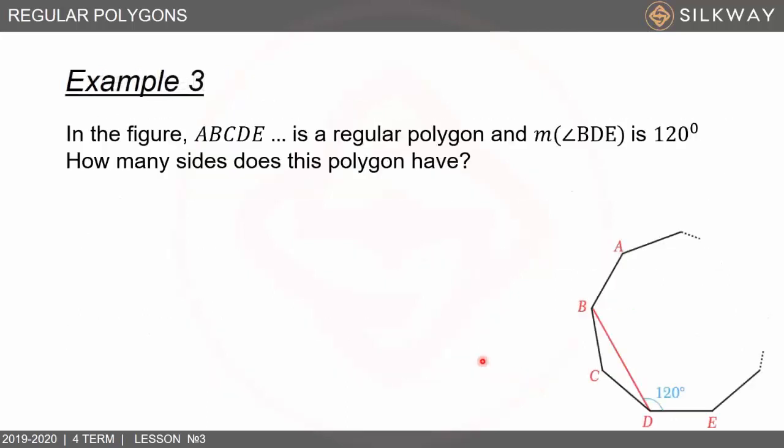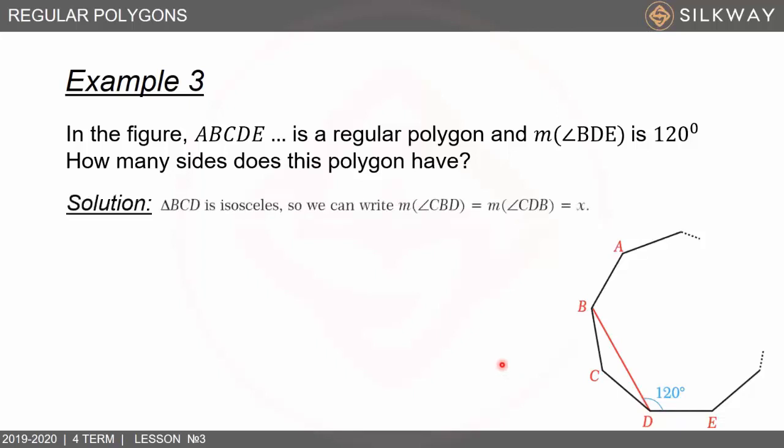Example number 3. In the figure, ABCD, etc. is a regular polygon and the measure of angle BDE is equal to 120 degrees. How many sides does this polygon have? We know that a regular polygon has equal sides. From that, here BCD is an isosceles triangle. From that, angle B is equal to angle D. And we can name this x. From that, angle D is equal to x plus 120 degrees.